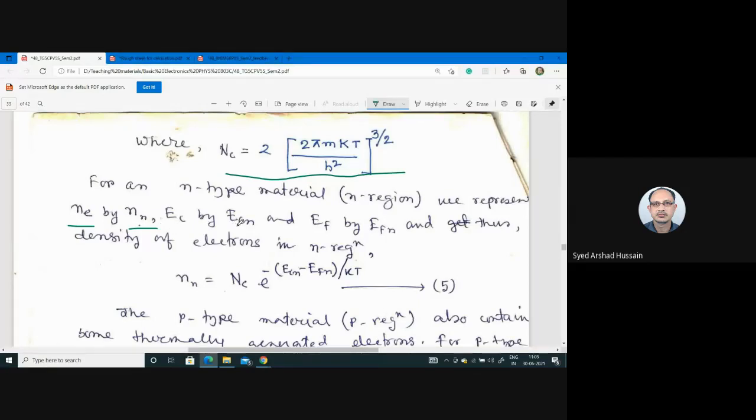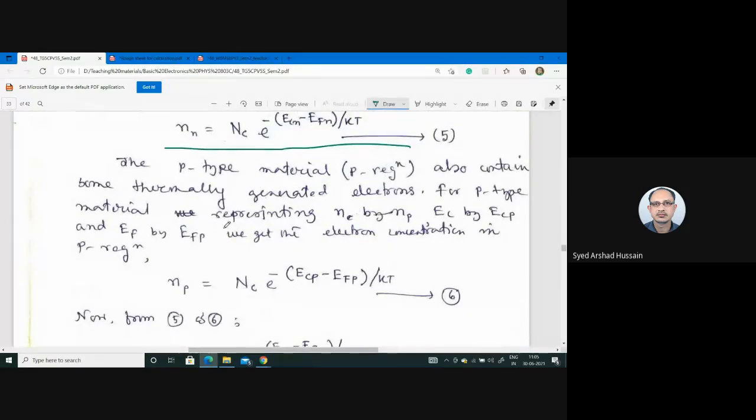Ec by Ecn. That is the lower edge of the conduction band in N site. Ef, the Fermi level in N site, as EFN. Okay, so this is just a change. We just added N to know that this is for N site. Similarly for P site we added P. So in that case we can write Nn, electron concentration in N side of the junction, as Nc e to the power minus Ecn minus Efn by Kt.